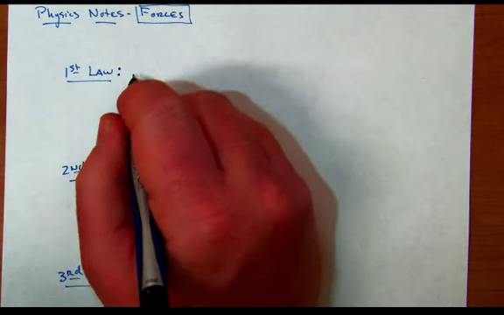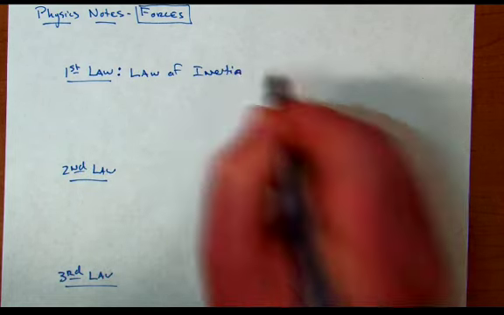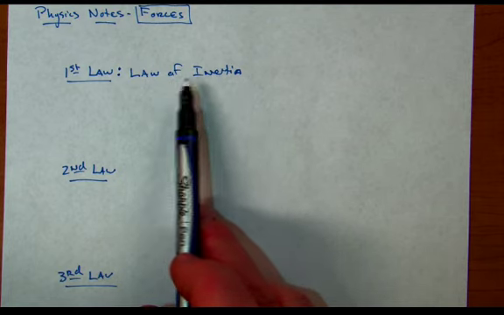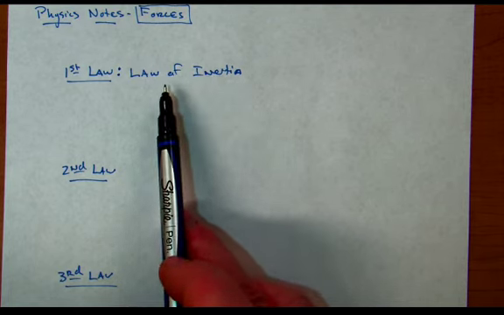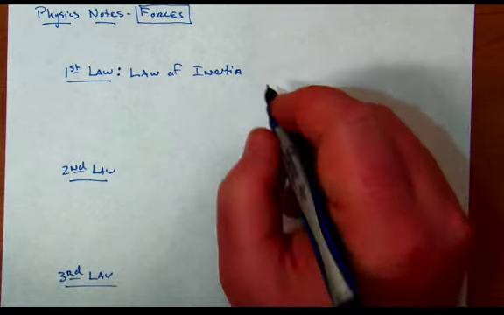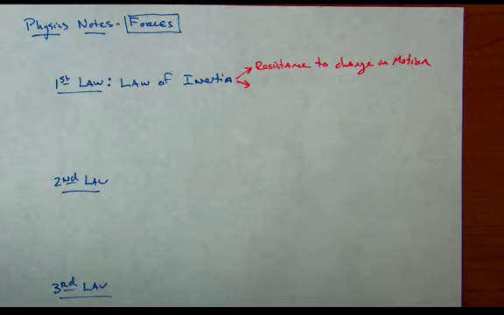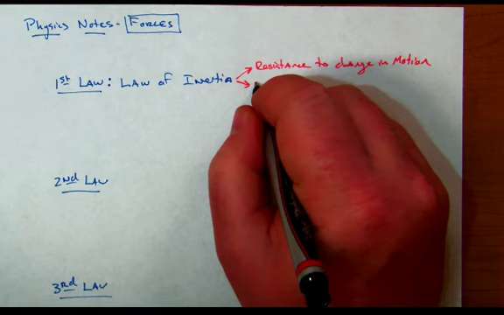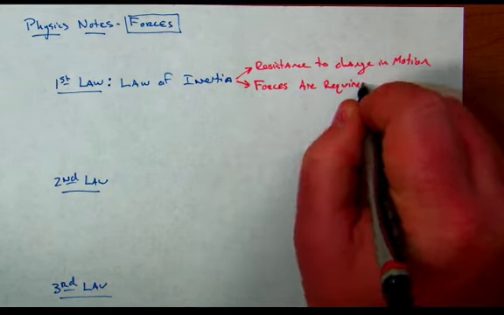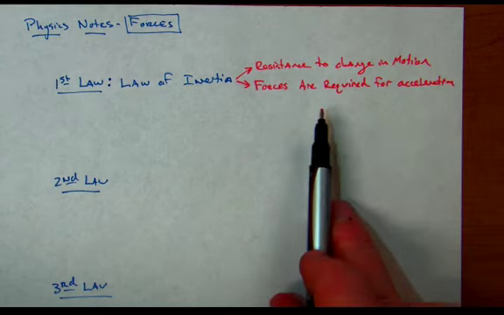I simplified this down to simply: the first law is the law of inertia. Now, if you understand what inertia is, that should make sense. It states that inertia is real and objects will act accordingly. So inertia is the resistance to change in motion, and that doesn't mean that objects will never change their motion, but it means that forces are required for a change in motion, which is an acceleration. That's all that the law of inertia is.